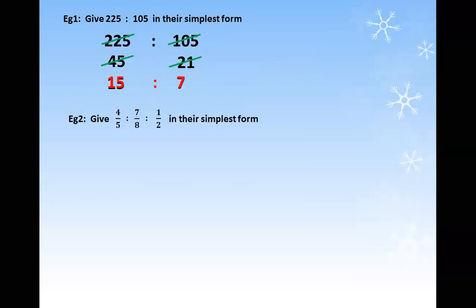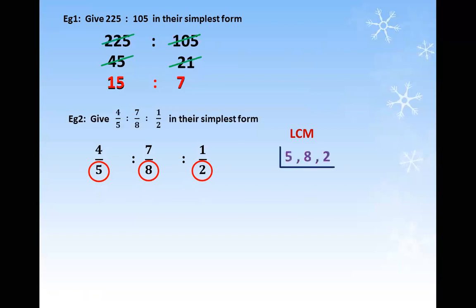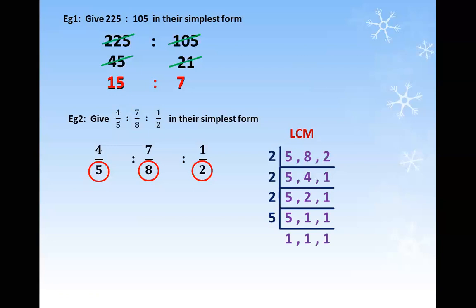In the next example, you can see these are all in fractional form. I said earlier we can't leave them as fractions, so I have to remove these fractions. Here I need the common denominator. We have denominators of 5, 8, and 2. So I'm going to find the common denominator, which is the LCM. You know how to find the LCM from earlier. I'm going to find the LCM of 5, 8, and 2. Starting with 2: 5, 4, and 1. Again by 2: 5, 2, and 1. Again by 2: 5, 1, 1. Then by 5: 1, 1, 1. So the LCM is 2 times 2 times 2 times 5, which is 40.